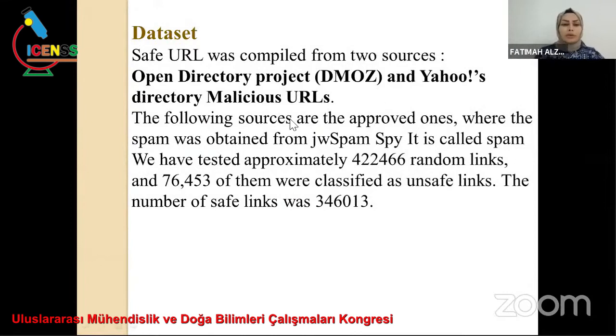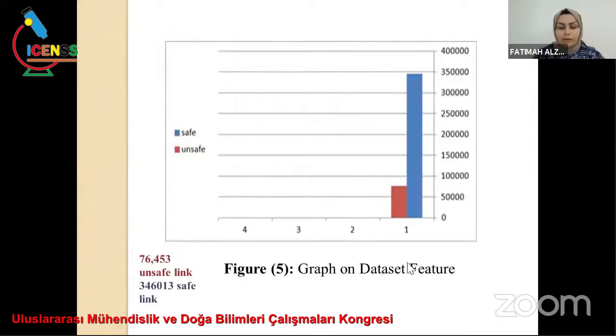Dataset. We collected the dataset from two sources: the Open Directory Project called DMOZ and Yahoo Directory malicious URLs. The following sources are the approved ones where the spam was obtained from: GW Spam Spy. It is called spam. We have tested approximately 422,466 random links, and 76,453 of them were classified as unsafe links, and the number of safe links was 346,013. This graph shows the data features, the red one represents unsafe, and the blue one represents safe. And I put the values here.